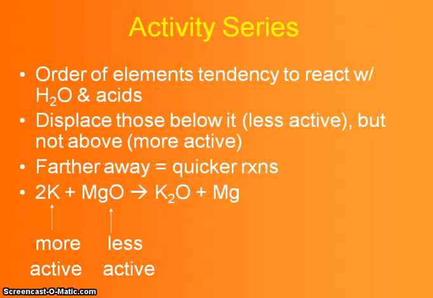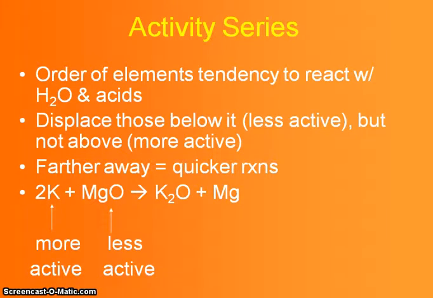The activity series is a list of the order of activities or the tendency of atoms to react with water and acids. So it's telling us how reactive certain substances are. Now, if you look at the activity series that I gave you in class, you'll see that we'll use this to predict whether single displacement reactions will happen or not. So anything that is higher on the list is more reactive, and anything that's lower on the list is not as reactive.